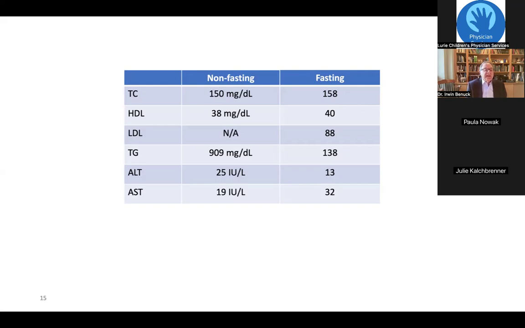It could really wake you up and raise that level tremendously. I mean, the fasting is about 20% of the original non-fasting triglyceride, and the liver functions, again, were both fine. So if you're going to do a lipid profile, it has to be fasting. That's really important, or else we're going to get a high triglyceride level and a low LDL level.